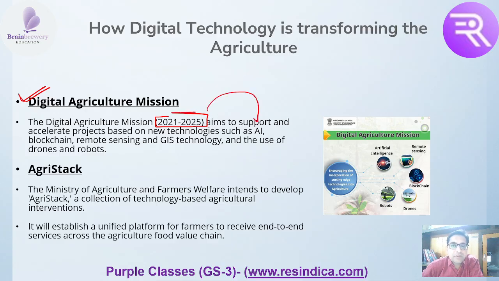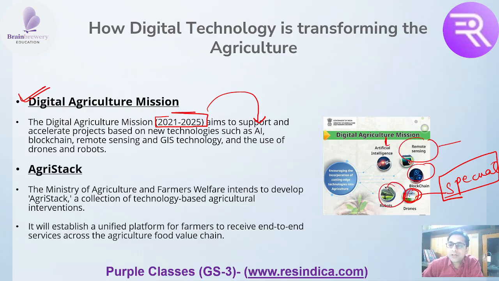A special focus has been given to technologies like AI, blockchain, remote sensing, and GIS, which we have already discussed, and we have even started the drones. A special focus is on drones. We have even started the use of drones in full ways, right? But right now, the role of artificial intelligence, remote sensing, blockchain, robots, and drones still has to pick up pace. But slowly, in the coming 5 to 6 years, we will see robots being engaged in agriculture activities. And then a very important thing is AgriStack.